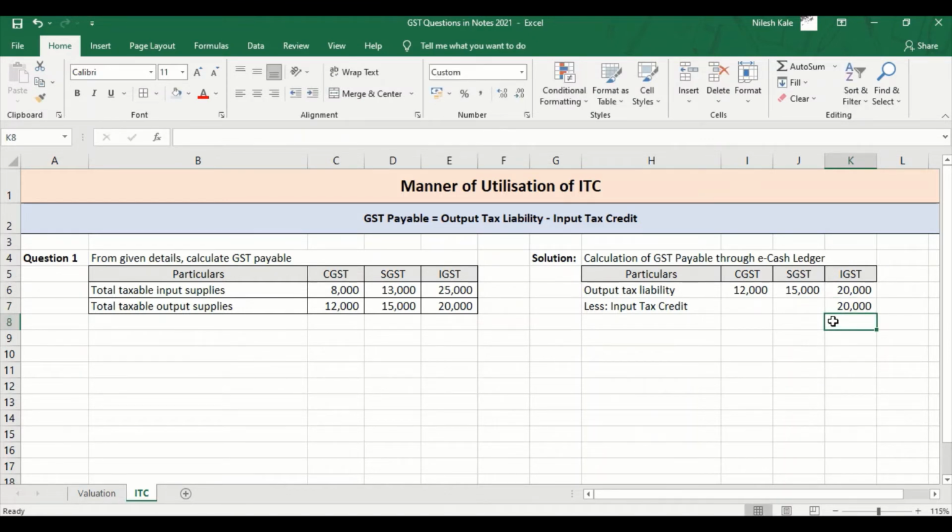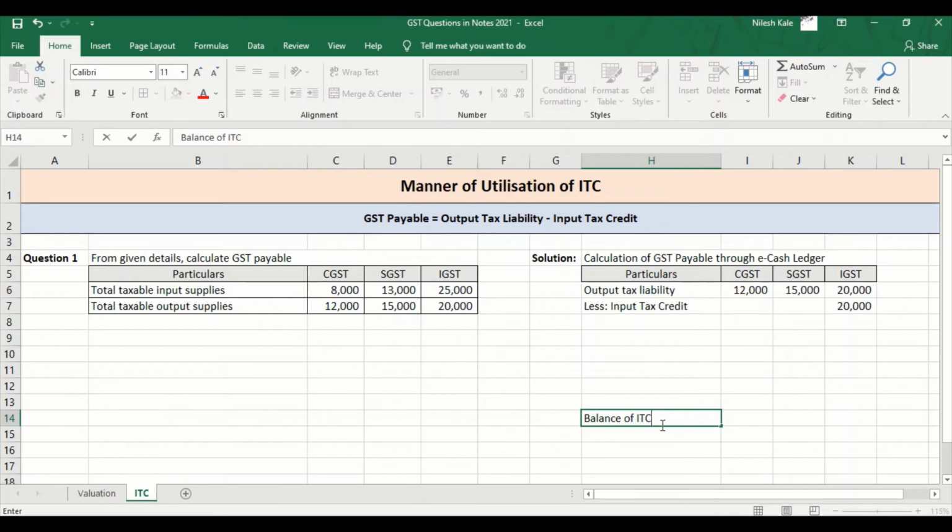This is clear, right? Still I have 5,000 balance remaining, right? I will write somewhere here balance of ITC. This is only for your understanding, okay? Please do not write it now. I will tell you when to write this balance of ITC.